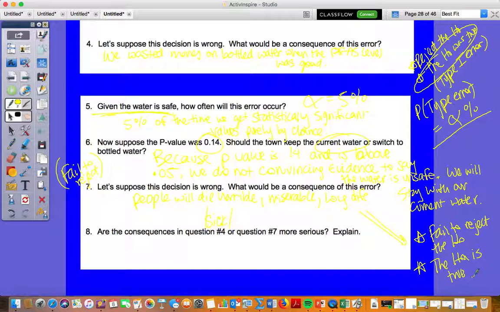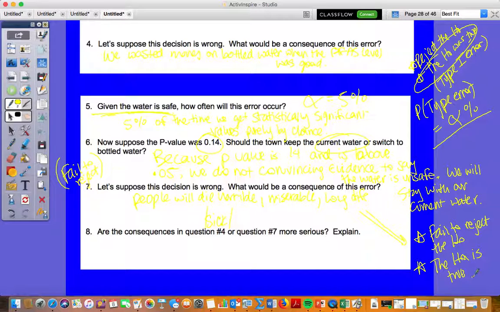Cool? Same thing, 90% free throw shooter, right? Or even Shane's illustration with Acuna, right? If we fail to reject the fact that Acuna's better or whatever, that doesn't necessarily mean Shane's better. It just means that we don't have enough evidence. Okay? You like that one? Just thought about that.